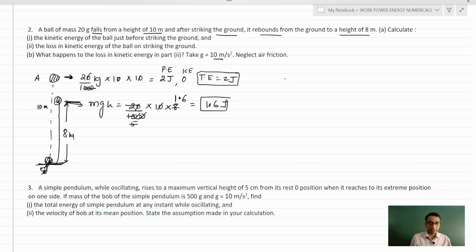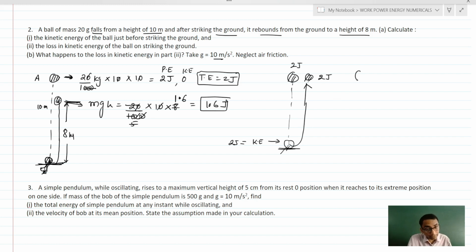Now just imagine like this. The ball at the top was having 2 joules of total energy. It struck the ground at the bottom. Had there been no loss in the energy, the kinetic energy would be 2 joules at the bottom. Now the same kinetic energy would be converted into 2 joules of potential energy. Again potential to kinetic, kinetic to potential must happen.